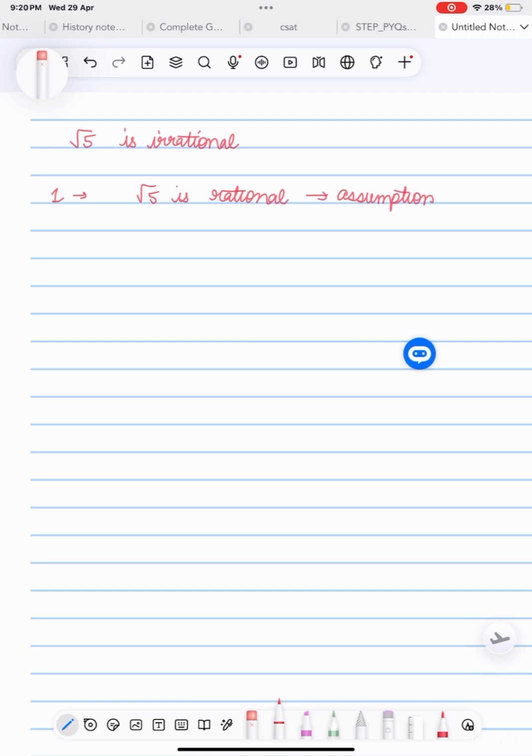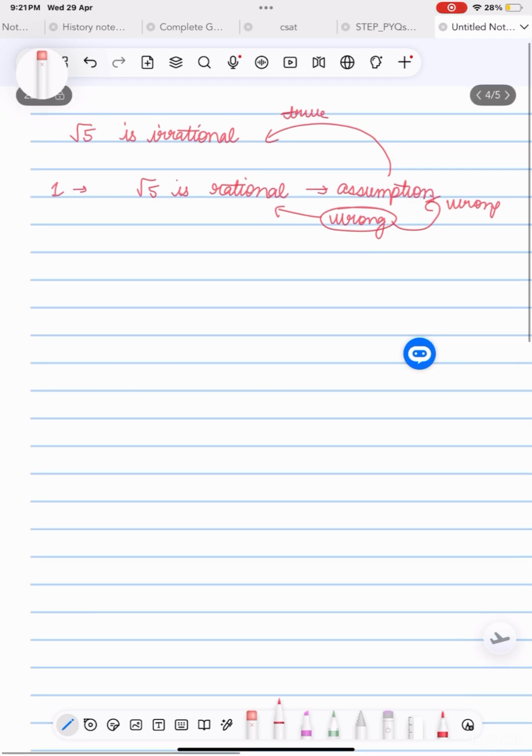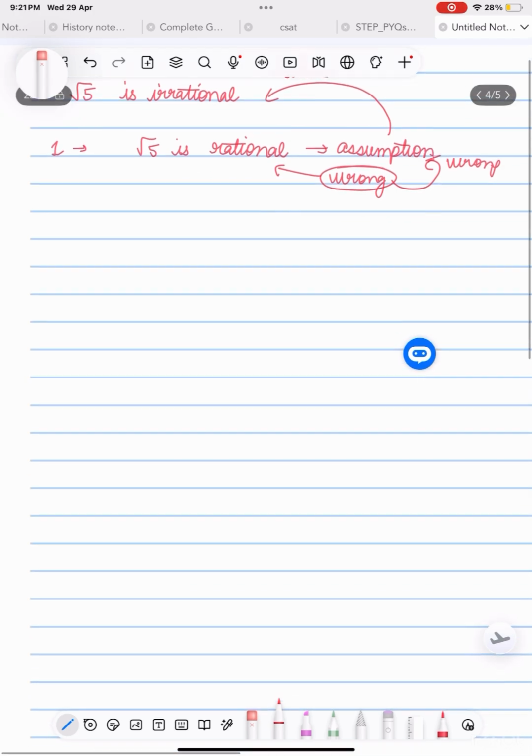Now, why do we assume this? Because if we can prove that root 5 is rational is wrong, then our assumption will also be wrong. And if our assumption is wrong, therefore the opposite must be true. So in this, we apply the opposite method. We assume root 5 as rational and then we prove ourselves wrong.